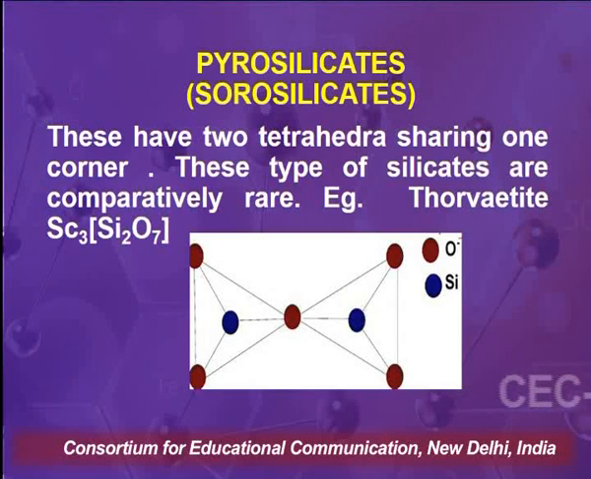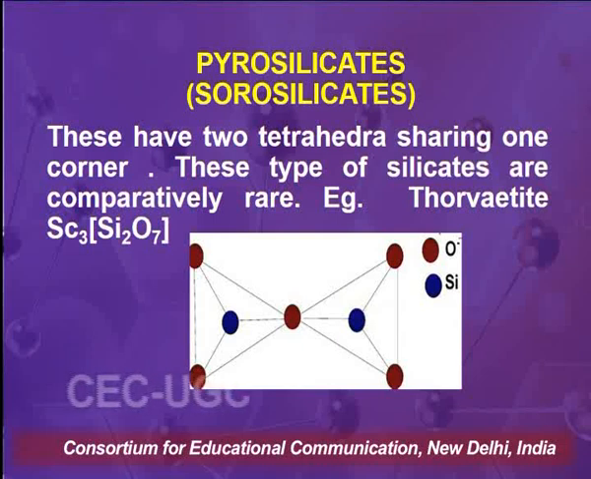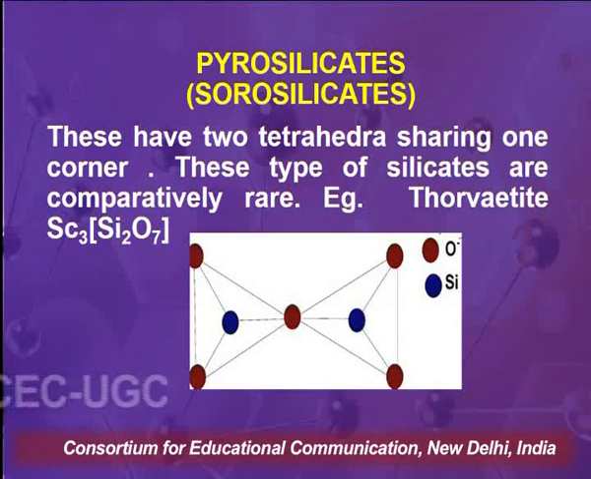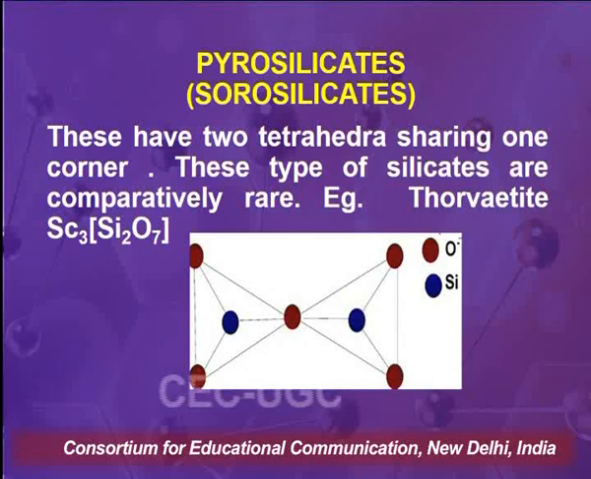In the figure, the red balls represent oxygen, and the two blue balls seen in the center of the tetrahedra represent silicon. An example of a pyrosilicate is thortveitite, which is a scandium silicate mineral.